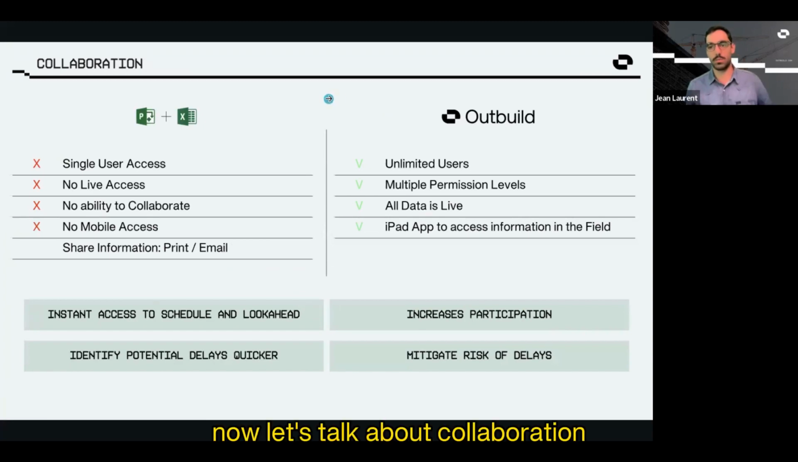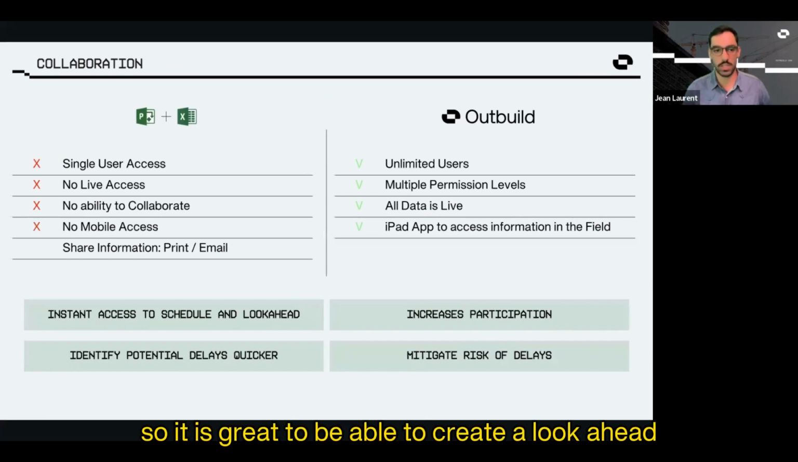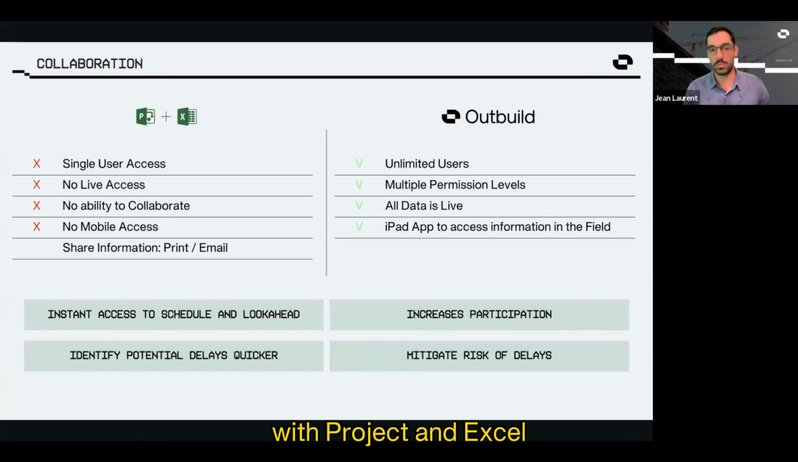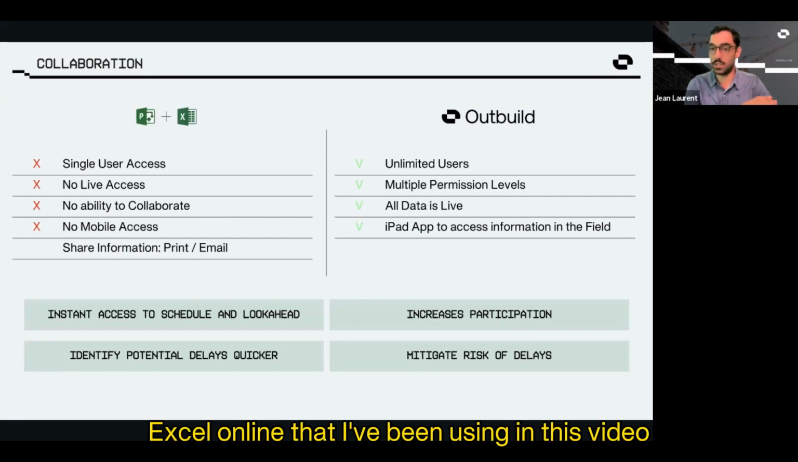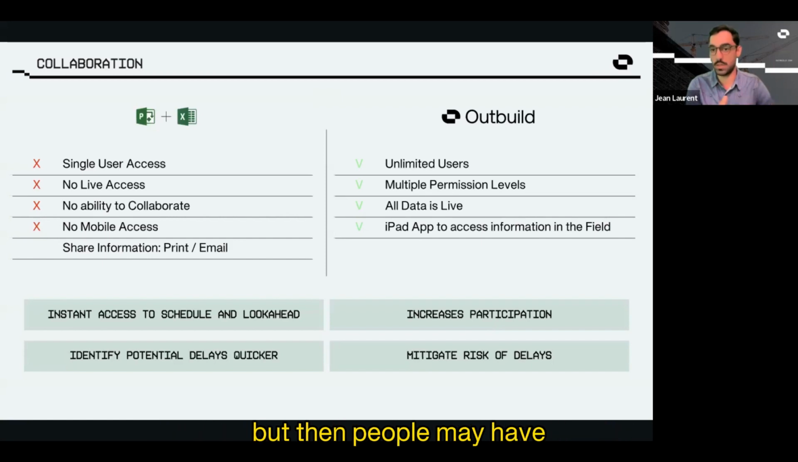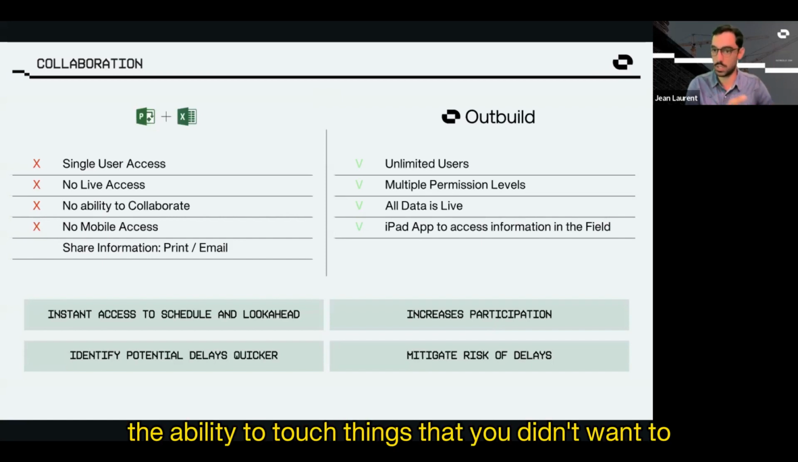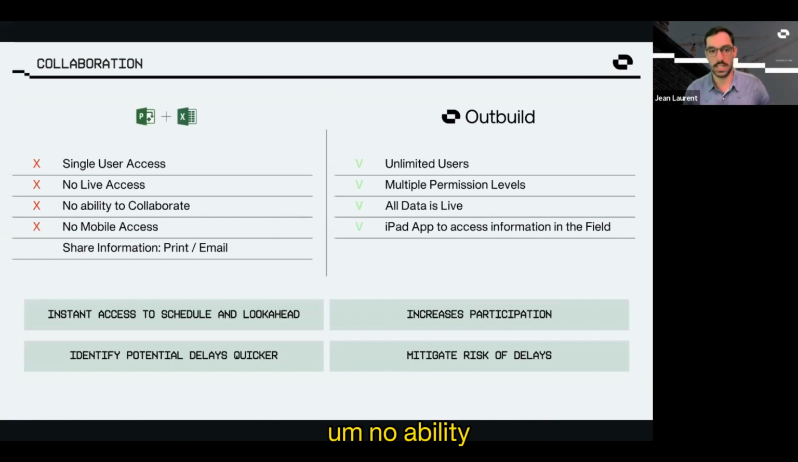Now let's talk about collaboration. It is great to be able to create a look ahead, but it only matters if you can share this with subcontractors in an effective way. With Project and Excel, it is single user access, so you only have access to the file. There's no live access to the data unless you use Microsoft OneDrive Excel Online that I've been using in this video, but then people may have the ability to touch things that you didn't want them to. No ability to truly collaborate, and then no mobile access. You can't make any updates in the field.